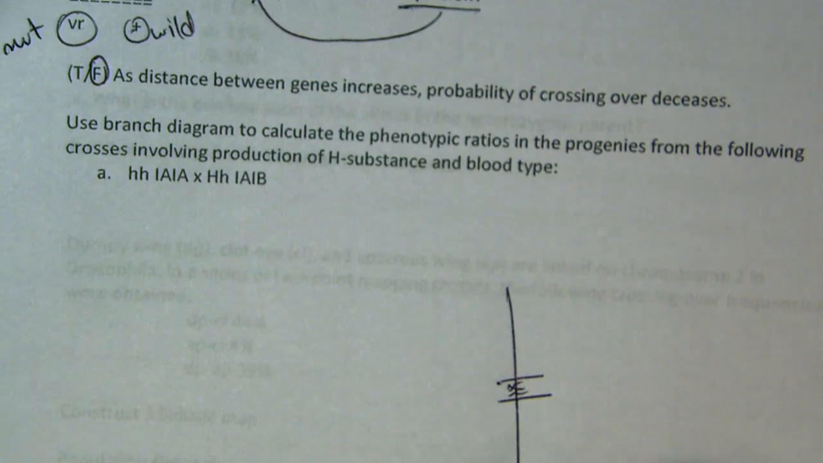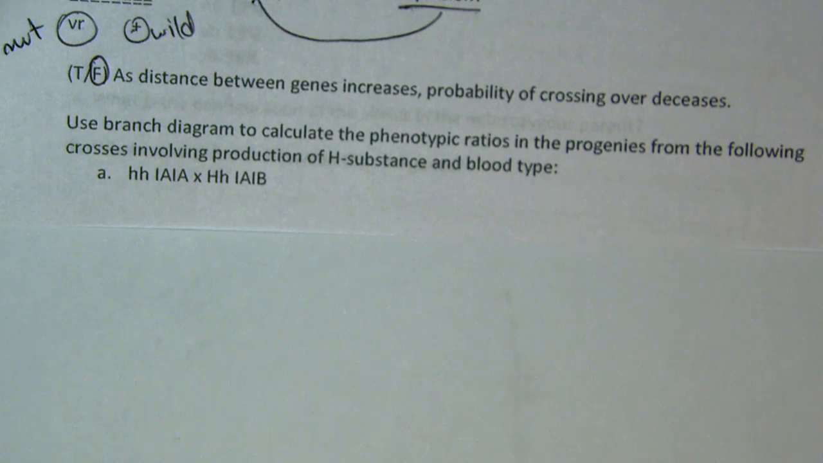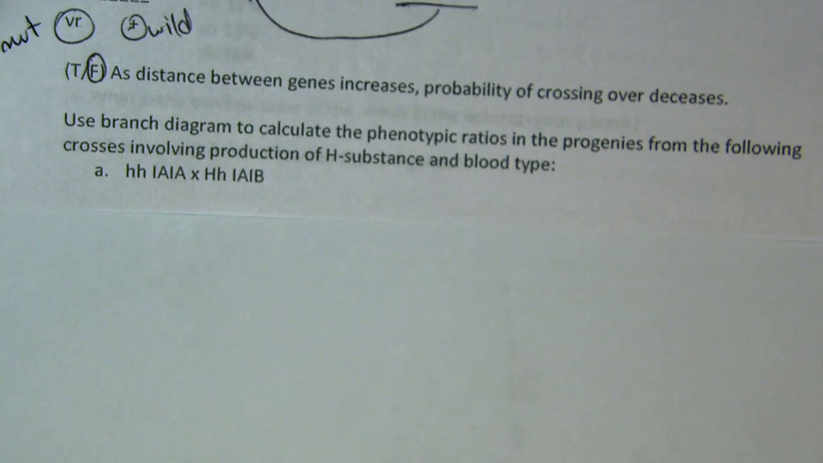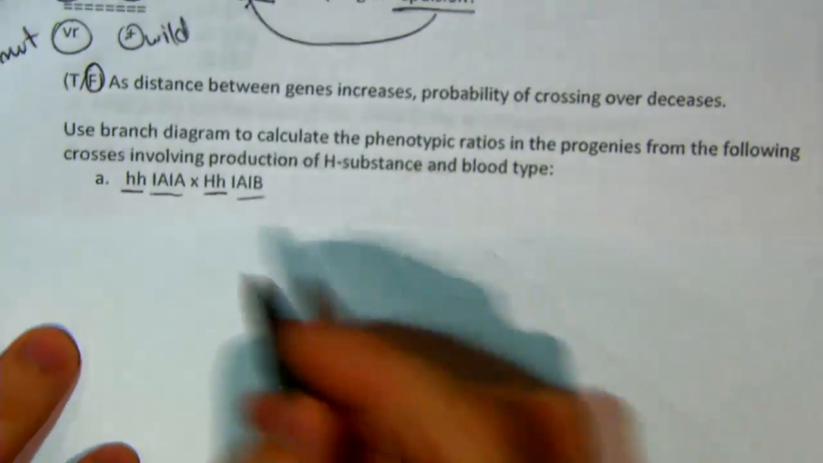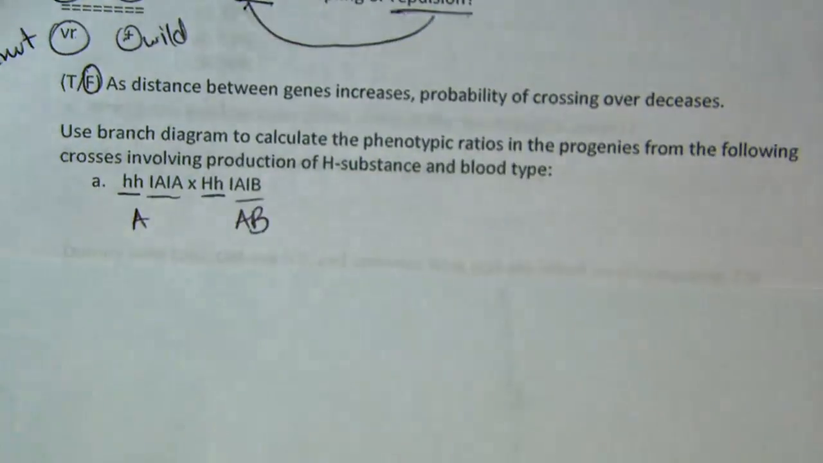Okay, so here is another type of problem. This is asking you to use a branch diagram and to calculate the phenotypic ratios of the progeny from one of these crosses. In this case we have our H factors and then our blood type. The blood type of this individual is A, and the blood type of this individual is AB.